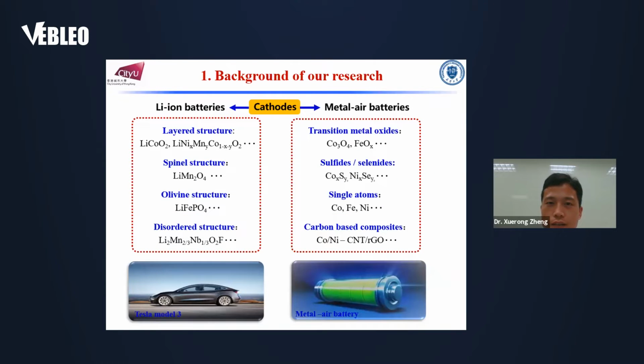But the cathodes in the lithium-ion batteries and the metal air batteries contain many kinds of transition metals, like in the layered structure and the spinel structure, olivine, and even disordered rock salt structures. There are many transition metals like the cobalt, nickel, and manganese.